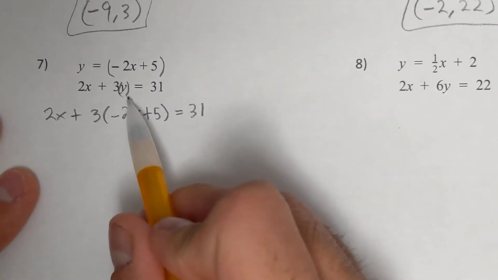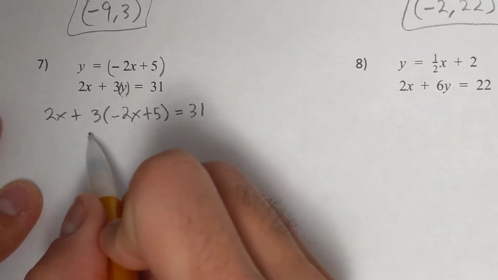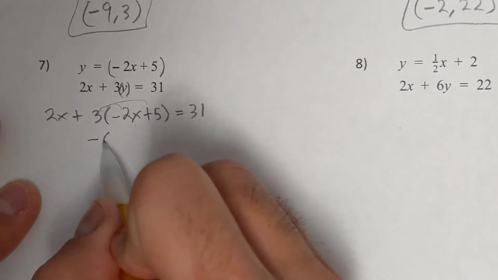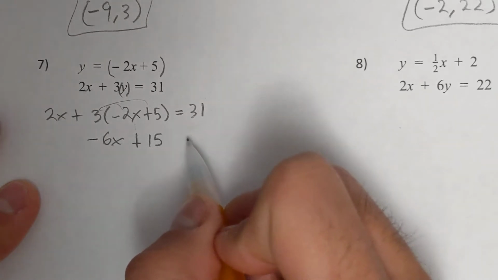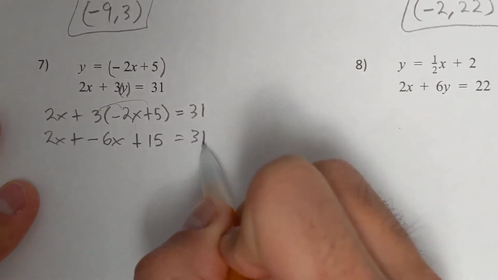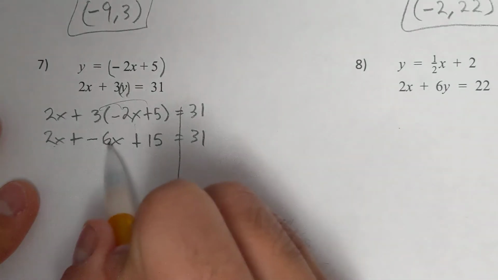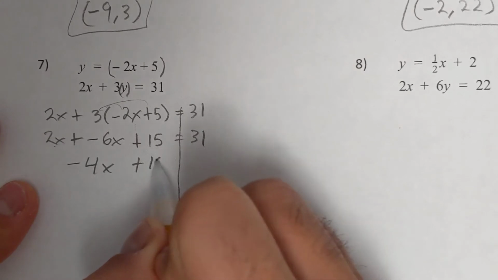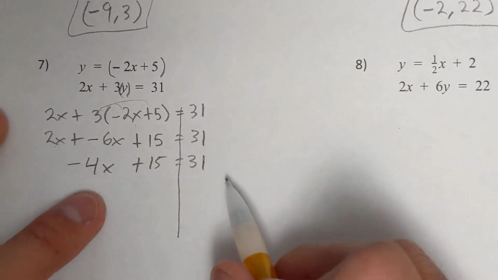So once again, I substituted my y value with what y is equal to. Now it's just a regular equation. I distribute, so I get negative 6x plus 3 times 5, 15. And now I'm going to bring down the rest of my equation: 2x plus, and equals 31. Next step, combine like terms. I can combine the 2x and the negative 6x, and we get negative 4x plus 15 is equal to 31.